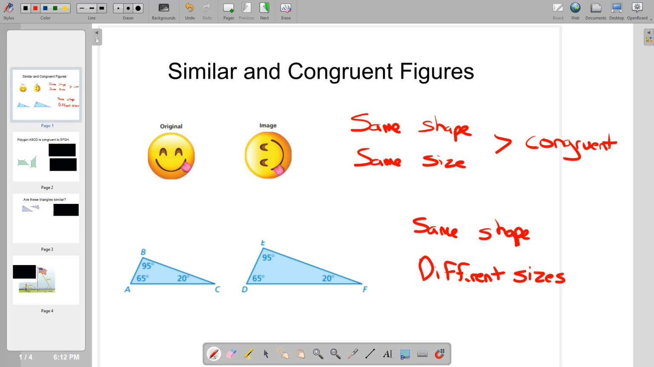One of the shortcut ways to think about this is that you should have the same angles. So if all of the angles are the same and corresponding angles are all matching, you can tell if an object is similar or congruent by are the sides the same.